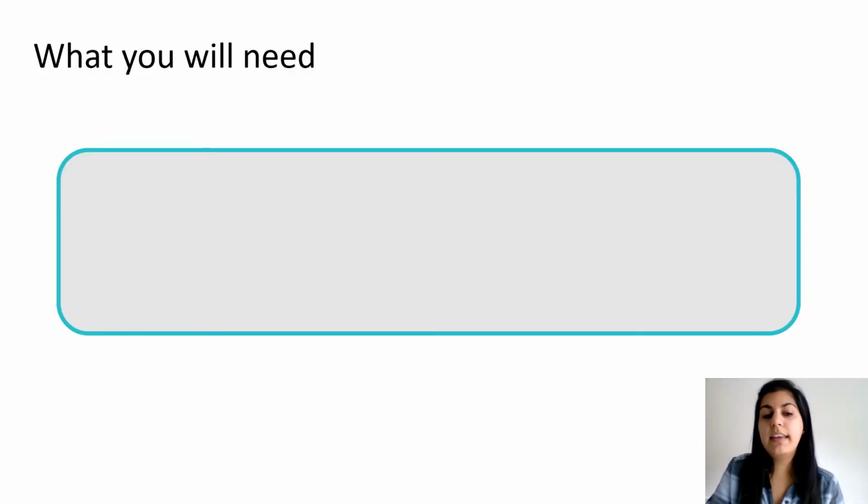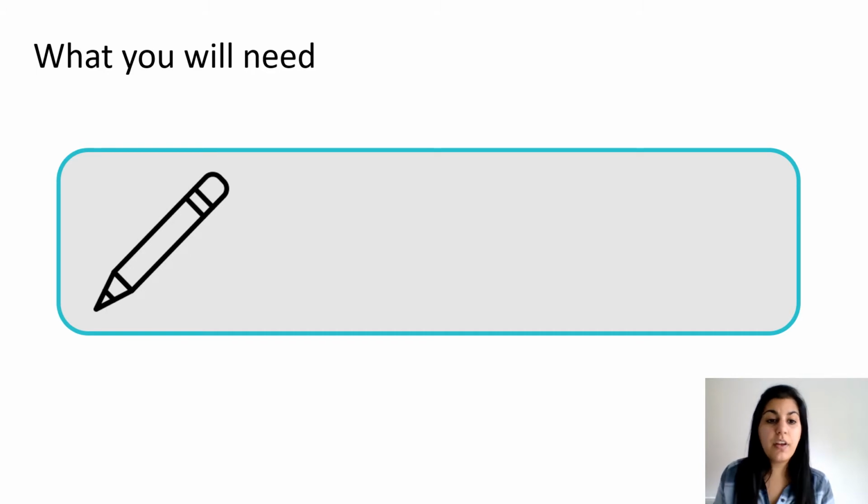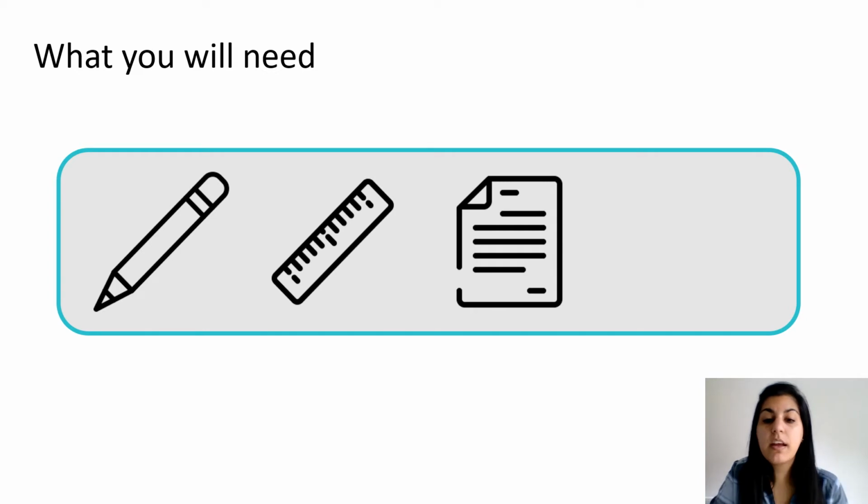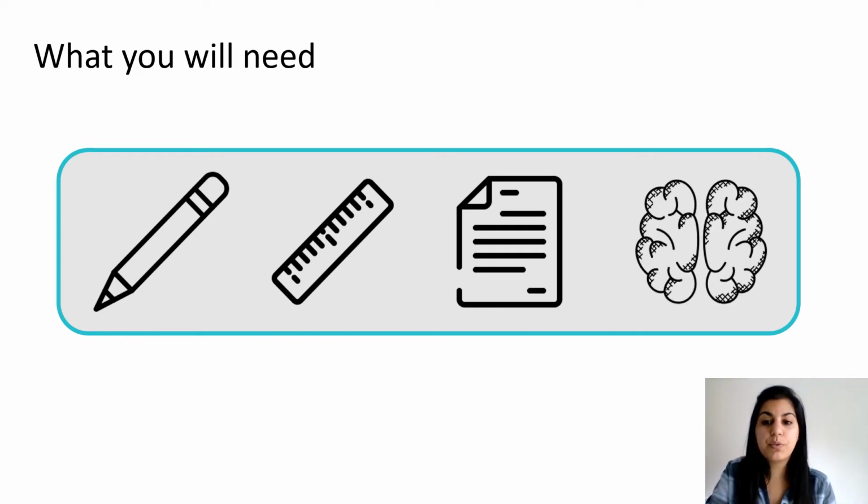What are you going to need for today's lesson? Firstly, you're going to need a pen or a pencil to write with. You'll then need a ruler. Now, if you don't have a ruler, you can just get a straight edge, so a book or something that you can draw a straight line with, something to write on, and of course, your brain. I want you to pause the video now and make sure you've got these things ready before we move on.